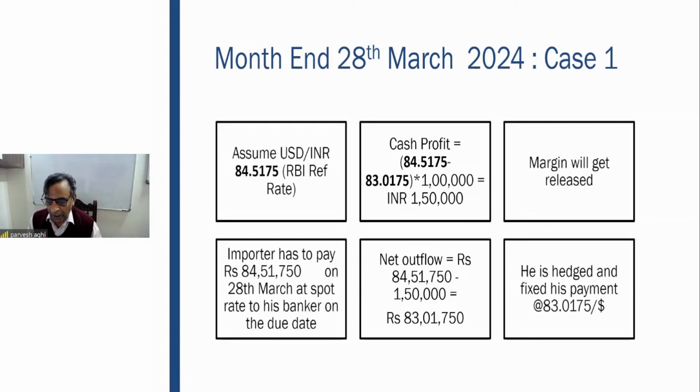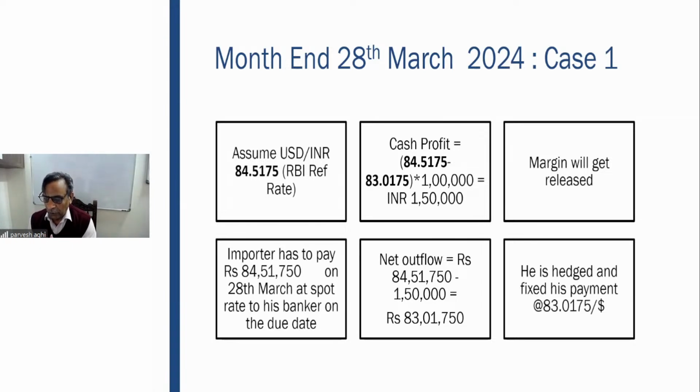So let's go back and see here. In case one, the dollar has gone up. I have taken a long position in the dollar. I'm bullish on the dollar. I have just taken the position opposite to what I actually have in my underlying transaction, so that I gain from the stock exchange, and the gain is going to offset my losses in the spot market transaction when I actually make the payment to the banker. So I made a cash profit because I have taken a long position. I bought my dollars at 83.01 at the time when I entered the contract.